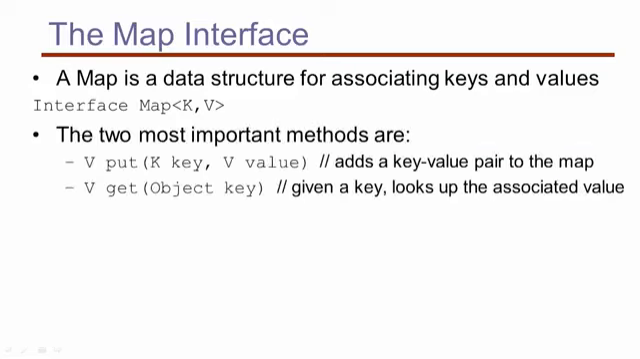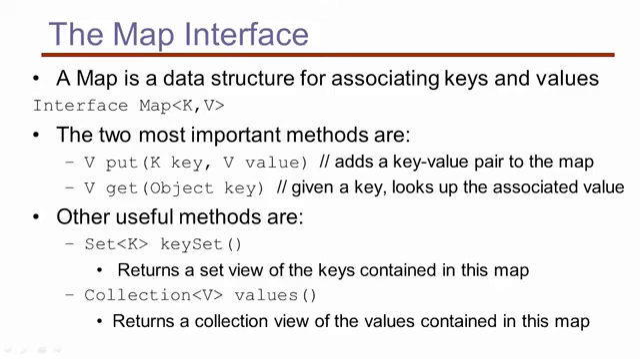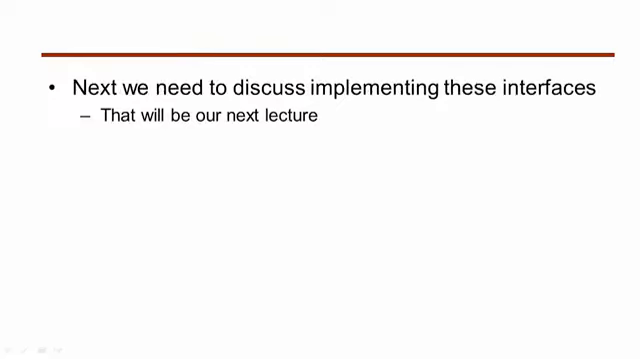Two important methods of a map allow you to add or change a key value pair in the map and to retrieve a value from the map that is associated with a given key. Additionally, maps allow you to retrieve the set of all the keys or a collection of all the values contained in the map. This lecture gave you an introduction to the concept of the collections framework. Next, we will need to get into how they work and how to use them. We will cover that in the next lecture.